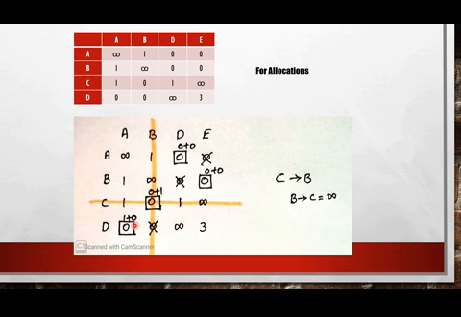First column has a single zero, make an assignment. Cross out the 0 in the same row. So this 0 gets crossed. Now look into the second column. I have a single 0. So make an allocation. Cross off zeros in the same row. I don't have any. Go to the third column.